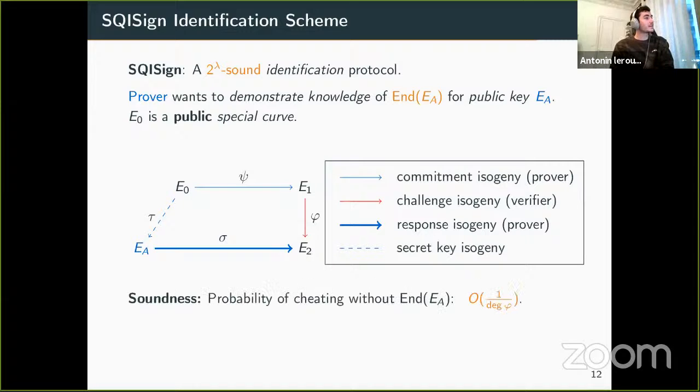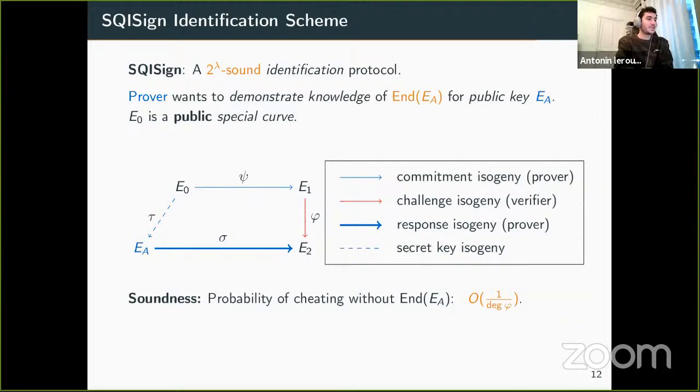So in terms of soundness, it's actually easy to see that the probability to cheat without the knowledge of the endomorphism ring is 1/degree of phi. Indeed, you can always start by generating sigma and then try to guess the challenge that is going to be sent to you, and you have basically probability 1/degree of phi to do that successfully. And in fact, we can show soundness with very standard and nice assumptions that are equivalent to this endomorphism ring problem that I introduced. So in terms of soundness, we are very happy about the security. And this was already the case for this GPS signature.